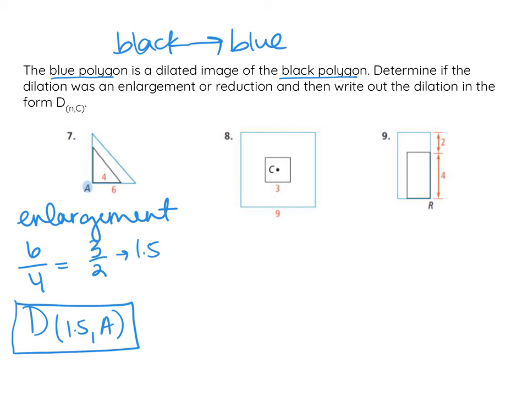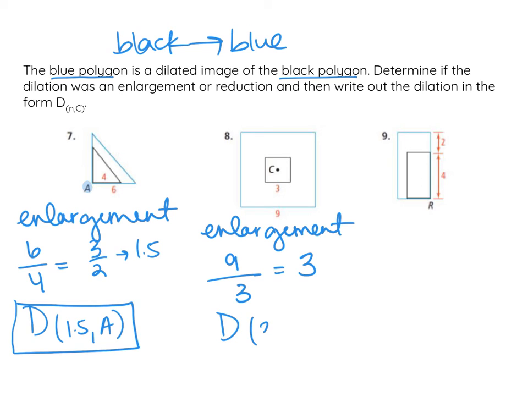Okay, next one, again, black to blue, so I'm getting bigger. Black is smaller than the blue. It's an enlargement. Image over pre-image. I'm sorry, I wrote it right, I said it wrong. So that is a scale factor of 3. 9 divided by 3 is just 3. So again, D scale factor is 3. My center of dilation here is this C. So there is my notation.